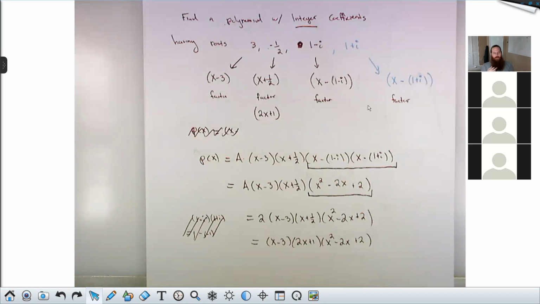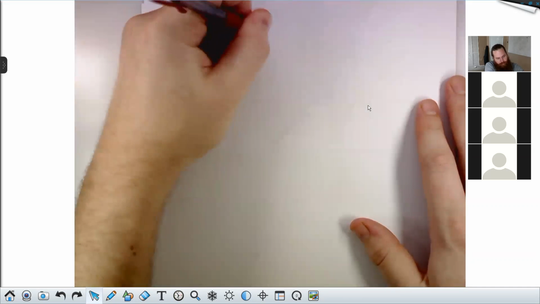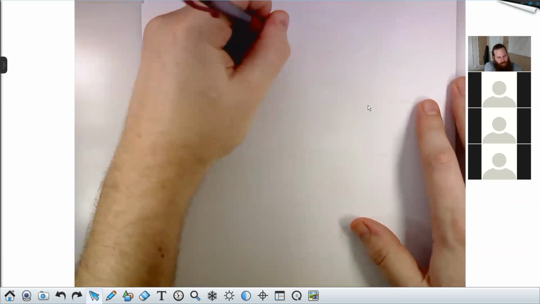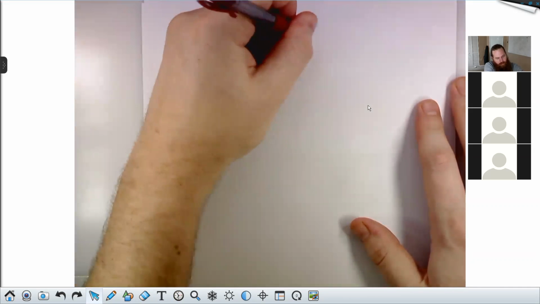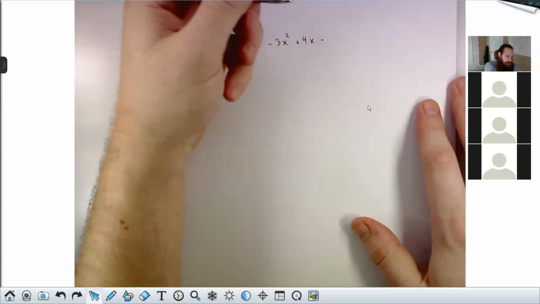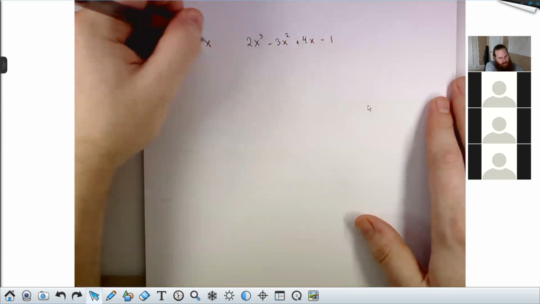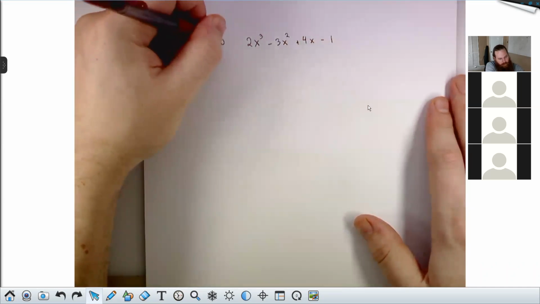Okay. We want to do a long division problem where a term in the quotient is negative. Sure. Let's try long dividing 2x cubed minus 3x squared plus 4x minus 1 by x plus 2.